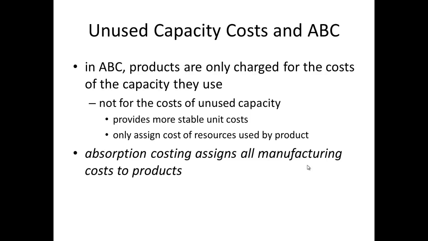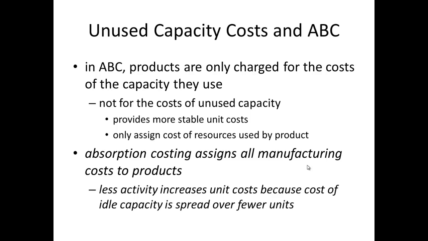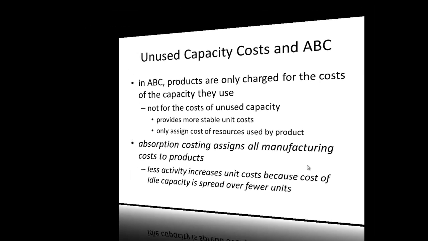On the contrary, absorption costing methods assign all manufacturing costs to the product. Therefore, if there's less activity, that increases the unit cost because the cost of idle capacity is spread over fewer units. These are just a couple of the key points that we need to know about activity-based costing before we move on to more detailed information.